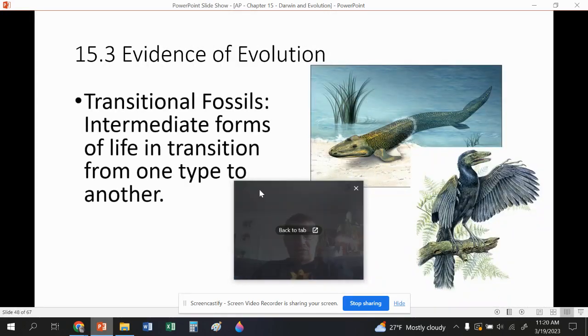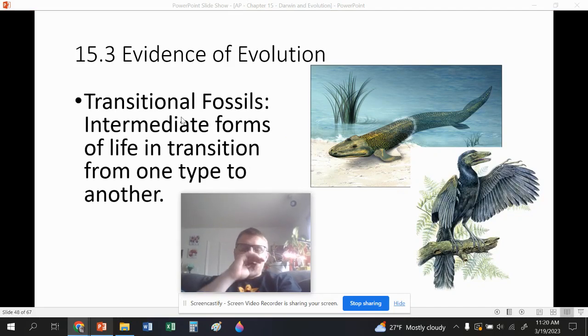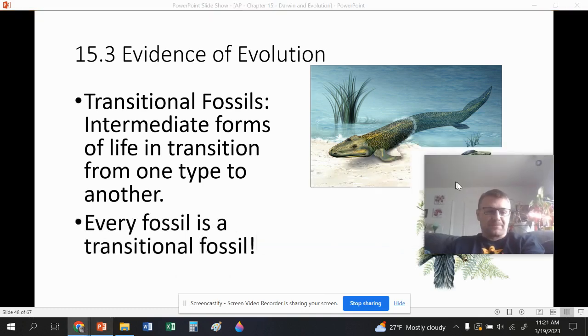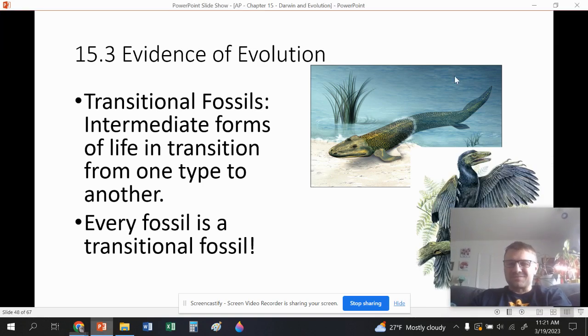Now, under fossils, we have something called transitional fossils, and I kind of don't like this term, but I think it's important for students to know, because these are the intermediate forms between one big transition in life. We're going to talk about Tiktaalik, how we went from water to land, and how Archaeopteryx is a transitional fossil between the dinosaurs that lived on the ground and the birds that fly in the sky. The reason I don't like this word is because everything is a transitional fossil. Everything can be looked at as a transition between one thing and the next. But if you ever hear this term, it just means a significant change in a life form. Every fossil is a transitional fossil.